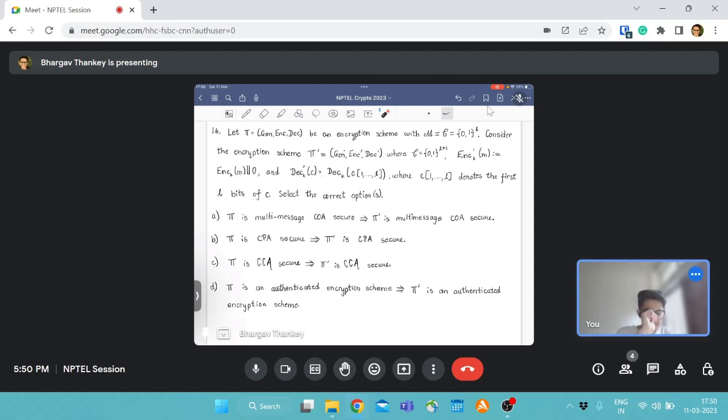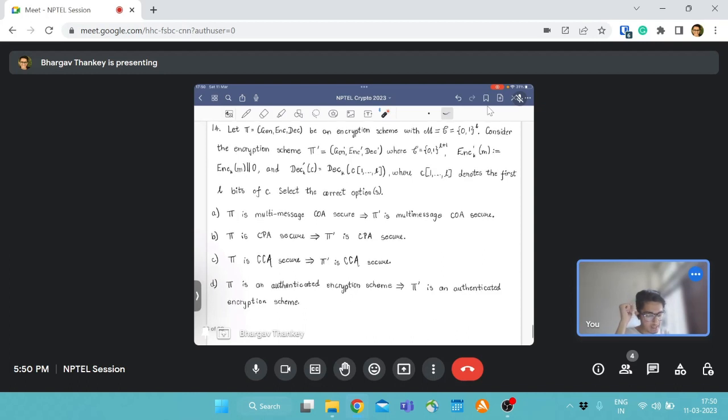So the options are: A, if the scheme Π is multi-message COA secure, then Π' is also multi-message COA secure. Option B is, if Π is CPA secure, then Π' is also CPA secure. Option C is, if Π is CCA secure, then Π' is also CCA secure. And option D is, if Π is an authenticated encryption scheme, then Π' is also an authenticated encryption scheme. Would you like to guess which of these are correct?